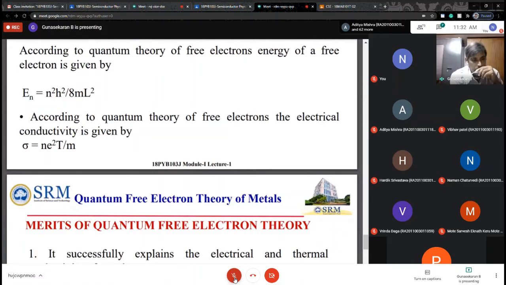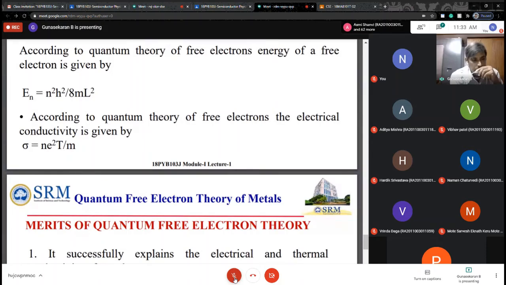According to this, the electrical conductivity of the electron is given by sigma is equal to n e square tau by m. That is a derivation. I think this is new to you, but there is no need to note down the derivation, because that is a SLO. They will give only the points: what are the different assumptions and what are the drawbacks, that's all.